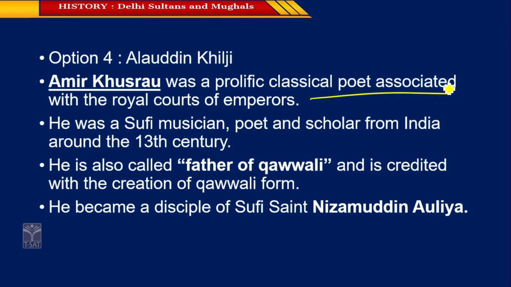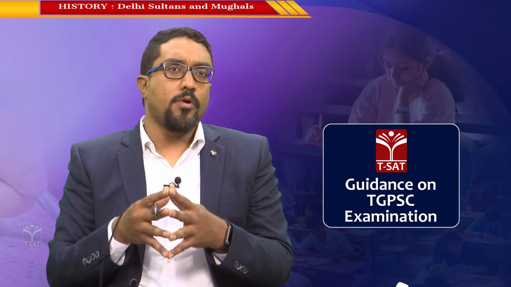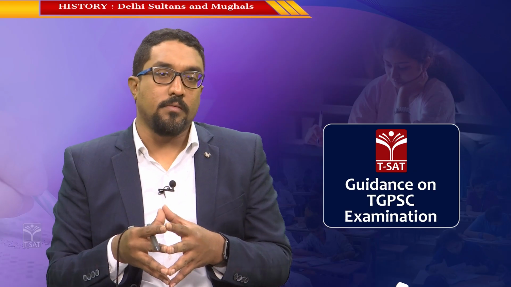Amir Khusro was a classical poet, Persian poet, Sufi musician, writer of the 13th century in Khilji's court. He was also commonly referred to as father of Qawwali. The tradition of Qawwali style of singing, he introduced it. He was also a disciple of Hazrat Nizam-ud-Din Auliya, a Sufi saint in Delhi. Khusro is also known to have introduced two important musical traditions called Tarana and Khayal, which eventually became the most popular Hindustani musical schools. Alauddin Khilji appreciated Khusro's poetry, invited many of the poets to his court, but Khusro was always honored and respected by Alauddin. In fact, we believe he was also given the title Amir by Alauddin Khilji.